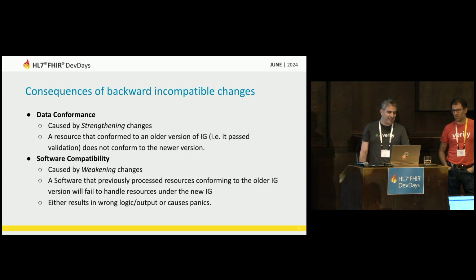The second one is more subtle. It happens when we weaken some constraint, when we remove some constraint. The issue here is that for the downstream systems, the developers usually make some assumptions from the IG, and when we remove those constraints and relax them, those assumptions do not hold anymore. So the software that was developed can produce unpredictable results or even crash. And we want to make sure that we can detect them before we make our production changes.